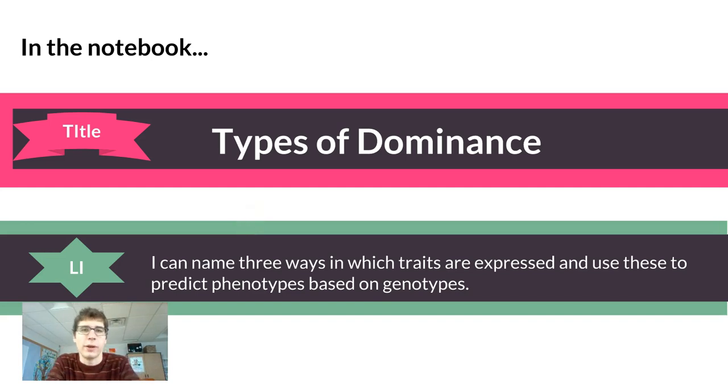All right, welcome. We are talking about genetics today. We're going to talk a little bit more about Punnett squares, and specifically today we're talking about types of dominance. Our learning intention today is: I can name 3 ways in which traits are expressed and use these to predict the phenotypes and genotypes of different individuals.